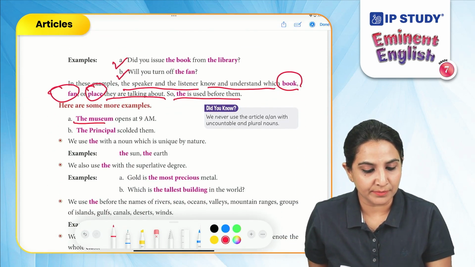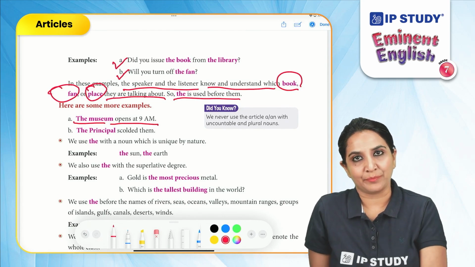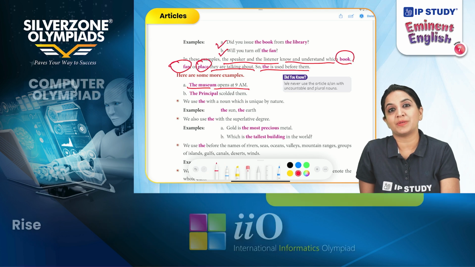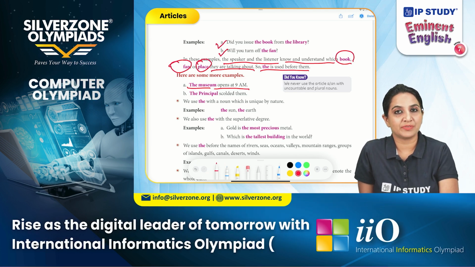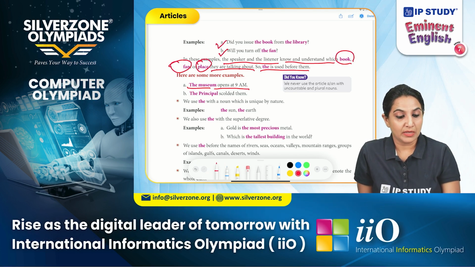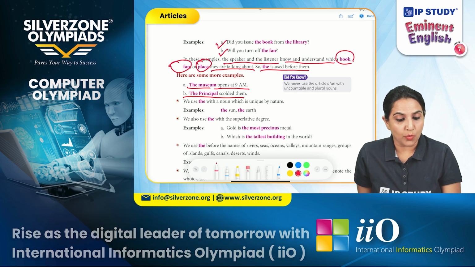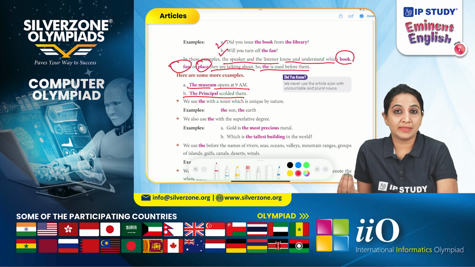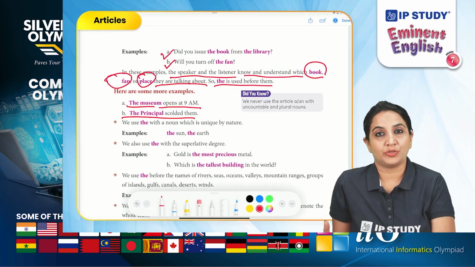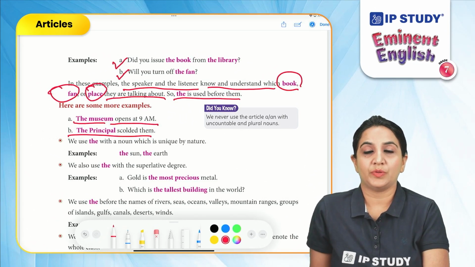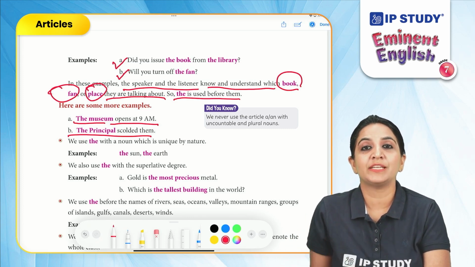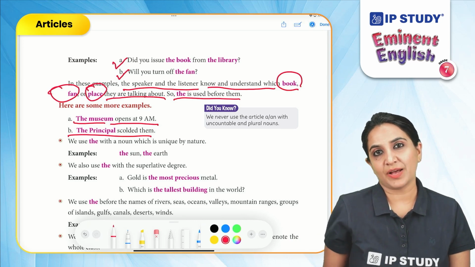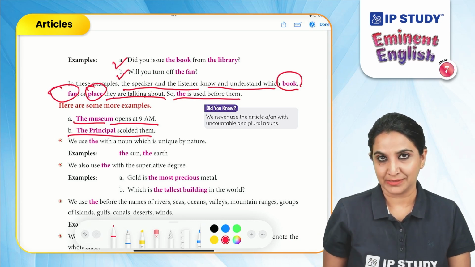The museum opens at 9 a.m. That means you're talking about a specific museum which opens at 9 a.m. That is why you're using the article the. The principal scolded them. Now here, the is used with nouns which are unique in nature. Museum, principal, they're unique in nature. You're obviously talking about a specific principal and a specific museum. That is why you're using the article the.